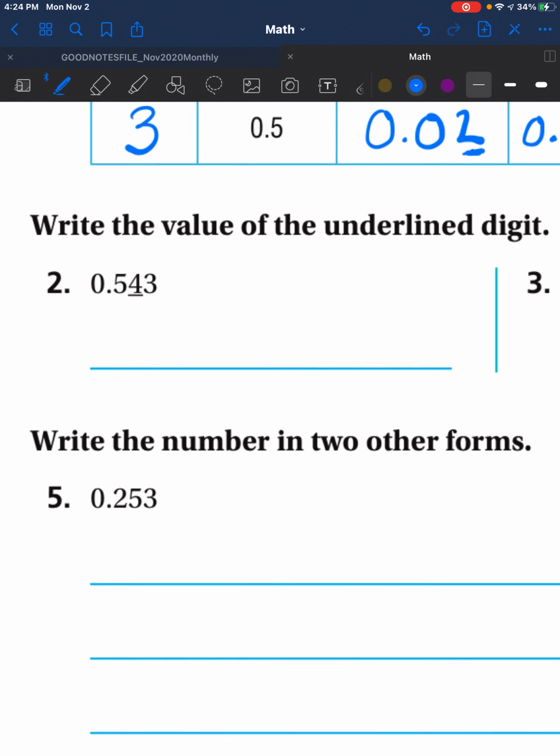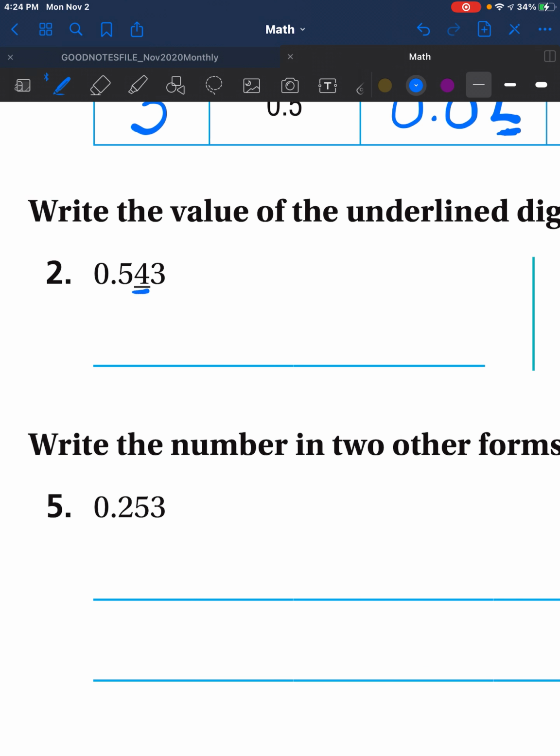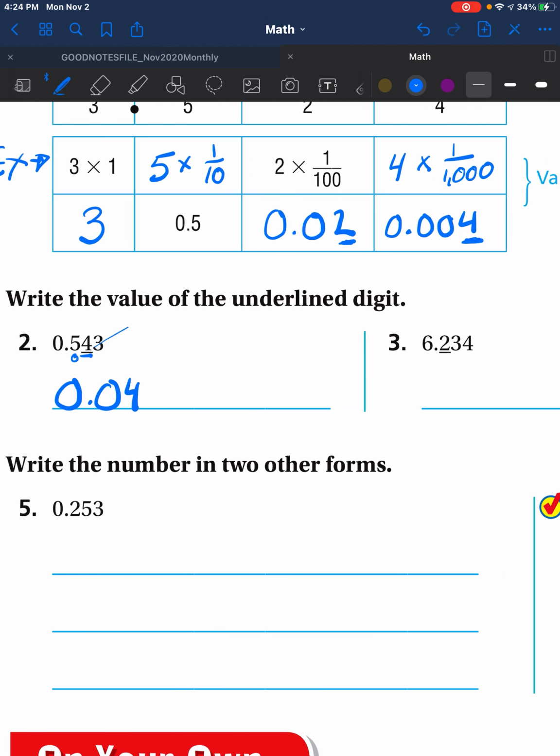Down here it says write the value of the underlined digit. So the 4 in this case is right here, and that is in the tens, hundreds. So that one's in the hundredths place. If you want, you can just turn everything else in front of it into a 0. So it becomes 0.04. You just eliminate anything that comes after it, and anything before it becomes a 0. Does that make sense?